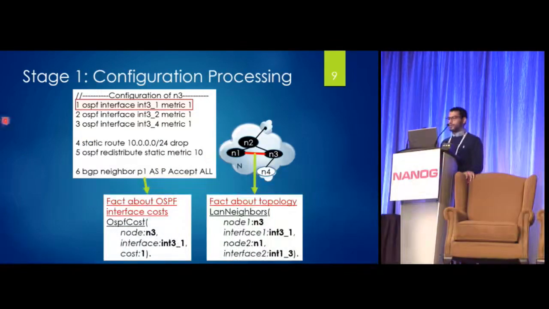So stage 1 is pretty basic. We parse the configurations. So a line like this first one you see here on N3 would be converted to this fact about OSPF interface costs in our model. So you see the node is N3, the interface is N3.1, which you see from here, and the cost is 1, which you get here. And we get similar information about the topology and convert that to facts that we're able to handle.